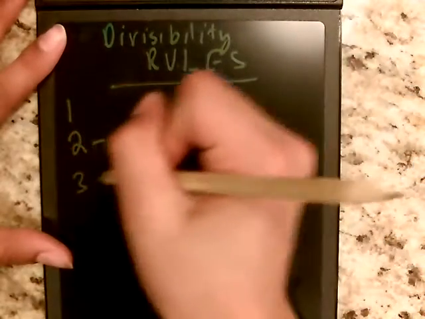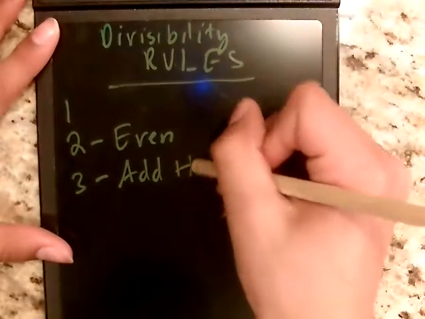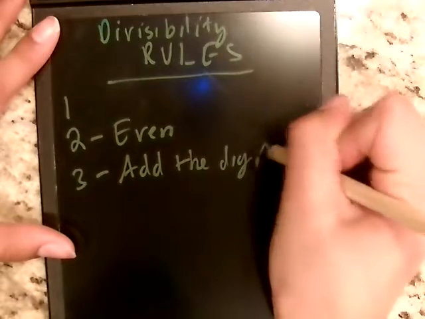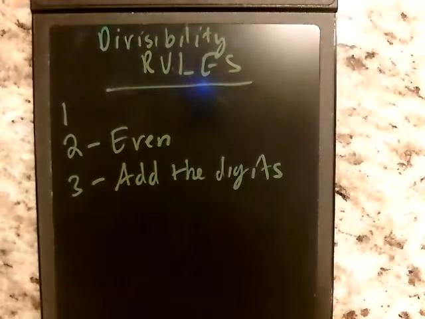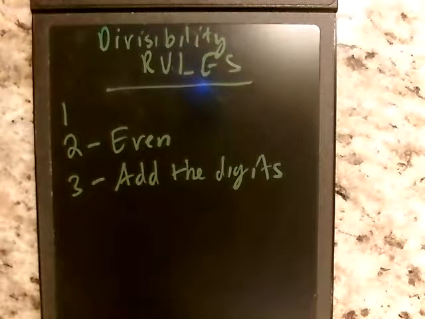Number 3. You have to add all of the digits, and if these digits add to a multiple of 3, then you know that the entire number is a multiple of 3. So this is extremely handy.